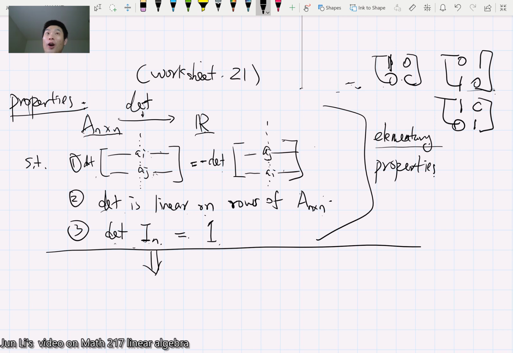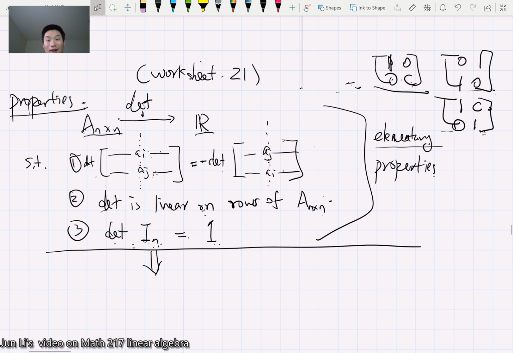The reason is that by doing the REF process, you can factor any square matrix into a product of elementary matrices, right? And then you just multiply all the determinant values together. So this is why these are the elementary properties.